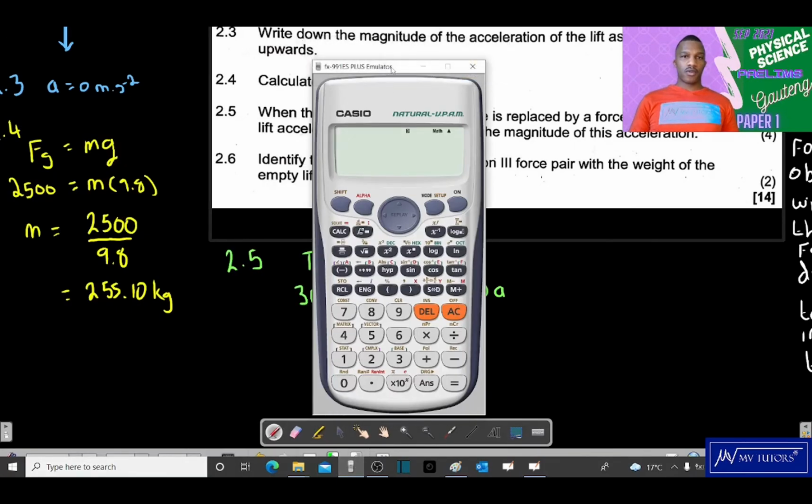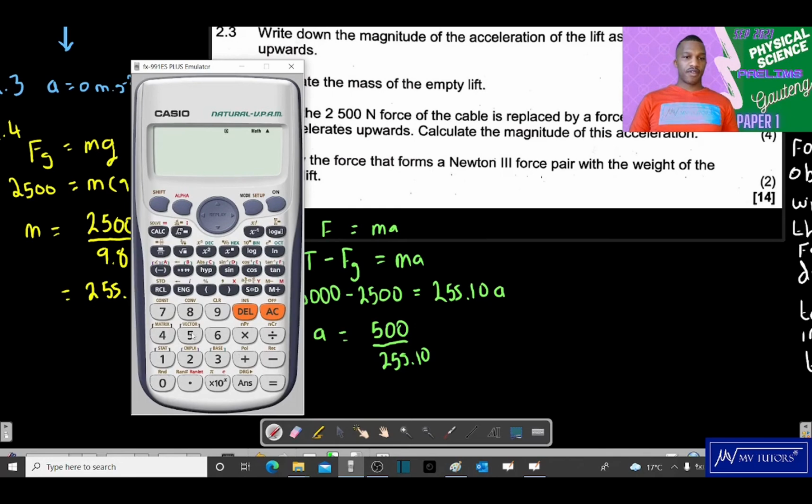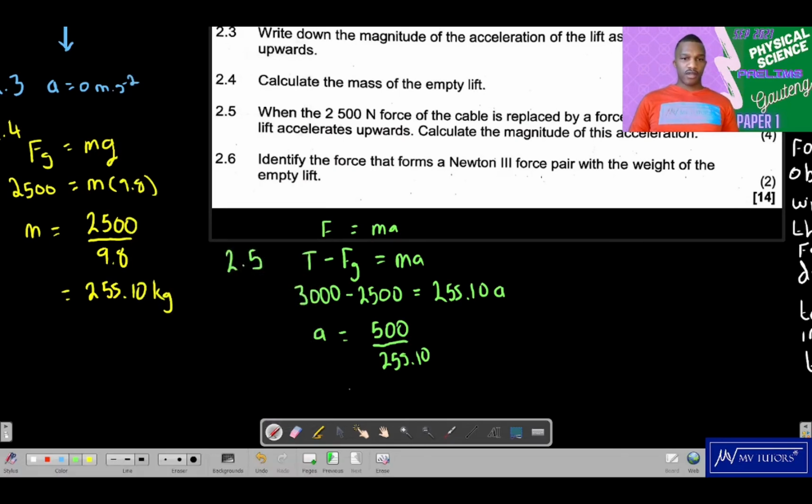So what do we have here? We have 500 divided by 255.10. That's equal to 1.96. Thank you so much, calculator. That's equal to 1.96. This is our acceleration. Acceleration is always in meters per second squared. Okay, that's it. Now let's go to question 2.6.